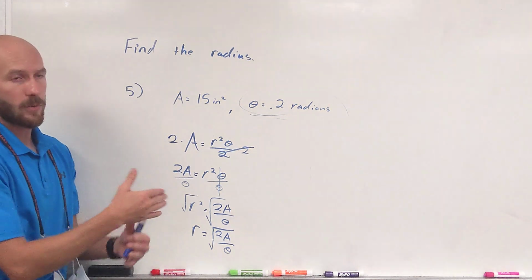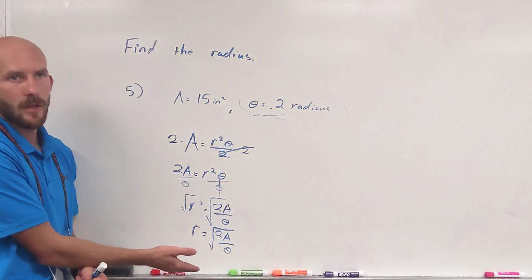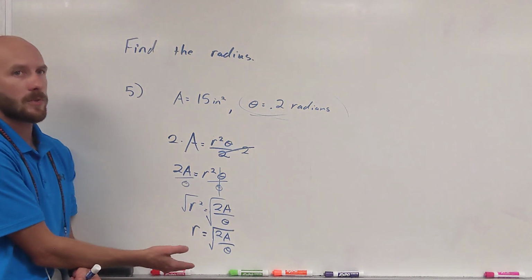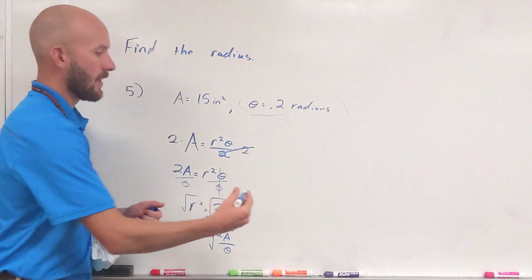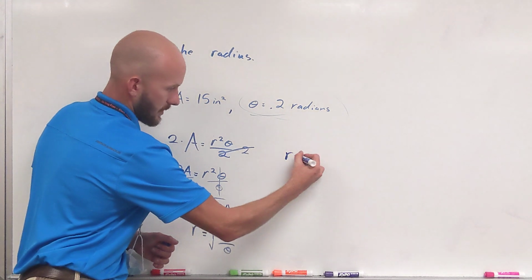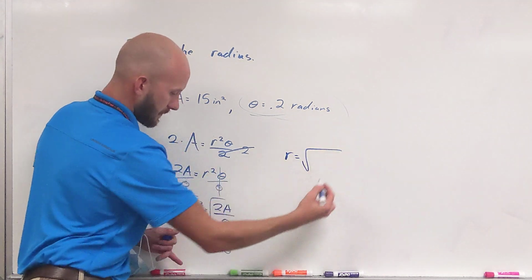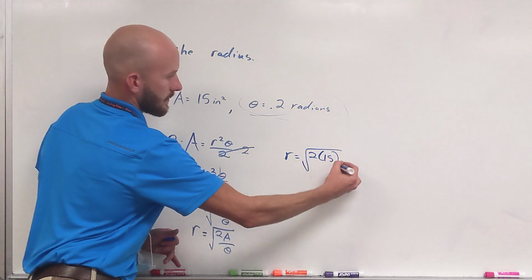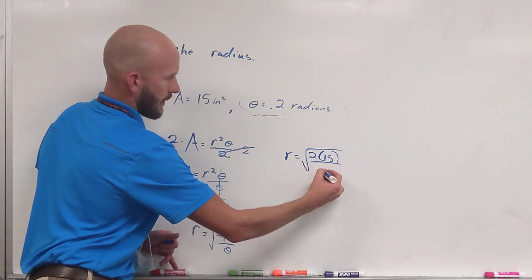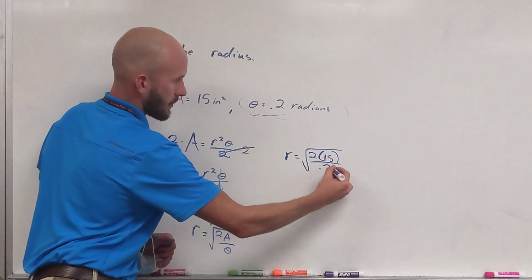That's the thing with algebra. We don't have to reinvent the wheel every time just for changing the numbers. We've done the process once and now I can just plug stuff in. So if I plug numbers into that, it's 2 times the area divided by theta, which is 0.2.